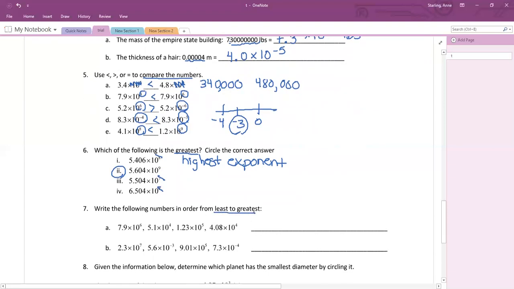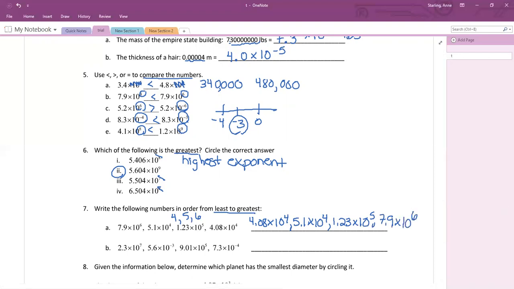And then when I order from least to greatest, this is where a number line is pretty helpful. It would go 4, 5, 6. There are 2 4s, so I would pick the smaller number first. So 4.08 times 10 to the 4. Then 5.1 times 10 to the 4. And then go in order of the exponents. 1.23 times 10 to the 5. And 7.9 times 10 to the 6th. And I've got them ordered. So again, least to greatest.